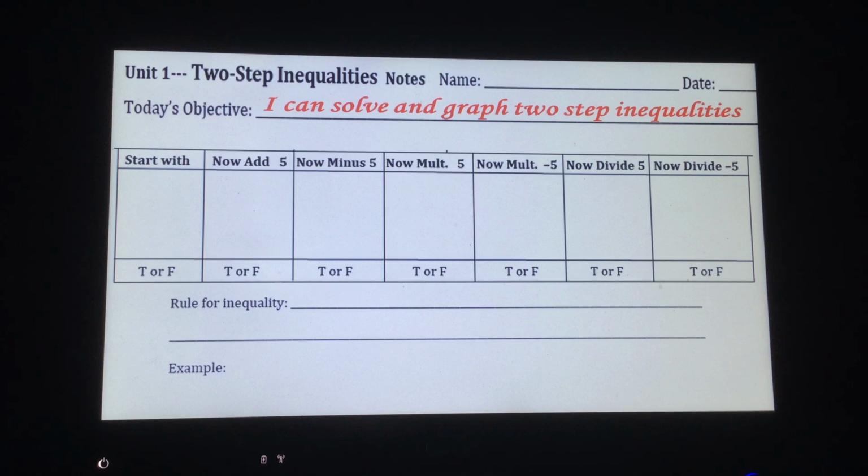Now before we actually start solving and graphing two-step inequalities, there's a couple rules that we need to know about inequalities. And instead of me just actually telling you those rules, we're going to do this little activity to see if you can actually figure them out on your own.